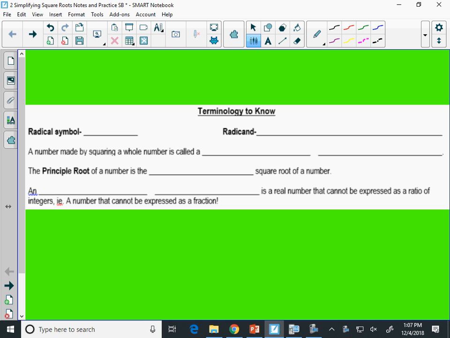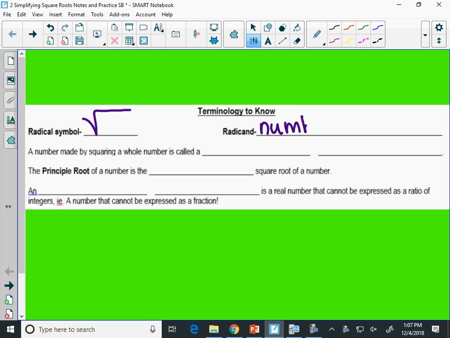A couple of terminology, vocab words that we are going to review. The radical symbol here is that guy. You should know what a radical symbol is. Square roots. We're talking about square roots today. Now the next word you probably don't know, or if you do, you might have forgotten. It's called the radicand. The radicand is the number under the square root.